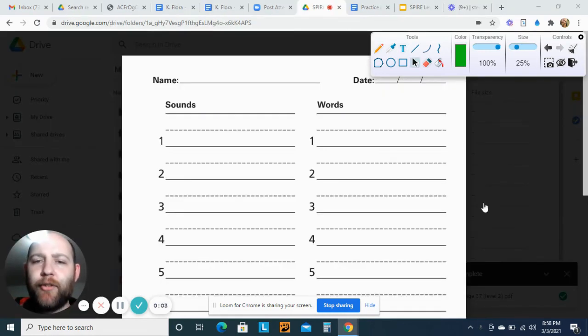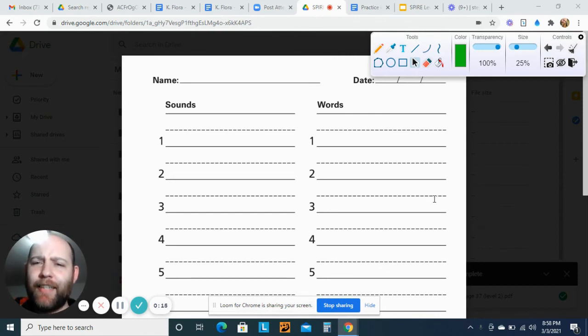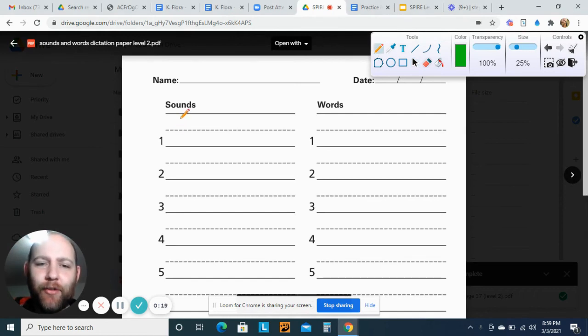Go ahead and have out your sounds and words dictation paper and also have out a pencil so you can write with it. Alright? Say k. What 2 letters have you learned that make the k sound? That's right, the K and the C. Let's go ahead and write those on our paper. So K and C both make the k sound.